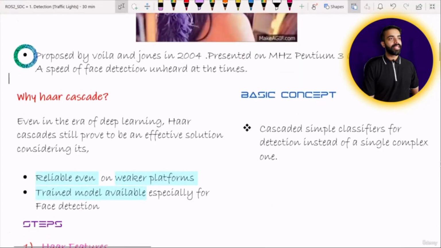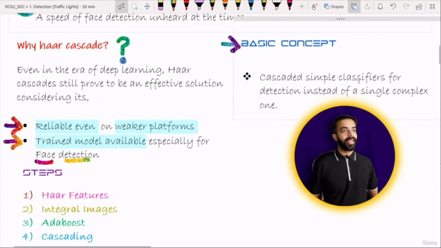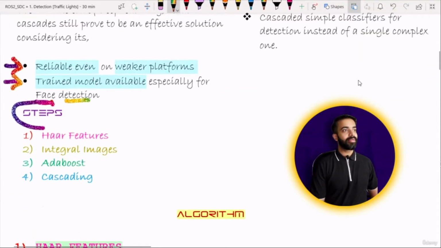So why is Haar cascade still relevant today? Unlike modern deep learning solutions, Haar cascade is reliable even on weaker platforms. And we also have trained models available for some very important tasks, such as face detection. The core concept of the Haar cascade algorithm is that instead of using a single complex classifier, we will be using a cascaded bunch of simpler, smaller classifiers. And the 4 steps of the Haar cascade algorithm are: number 1, Haar features; number 2, integral images; number 3, AdaBoost; and number 4, cascading.